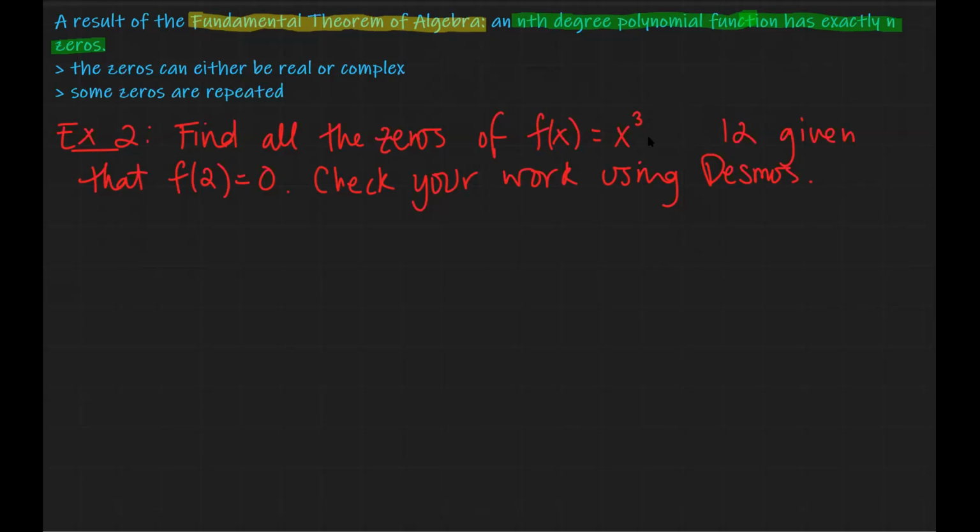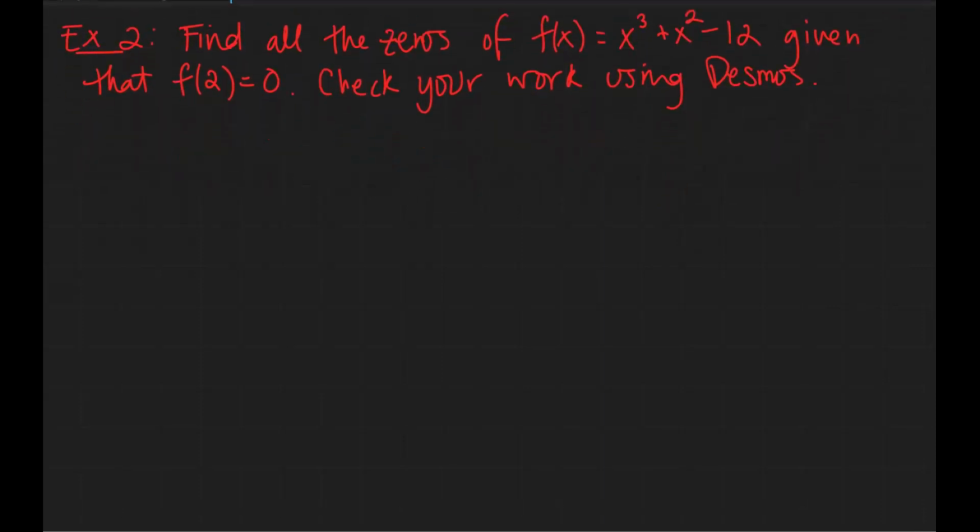Okay, so let's do another example. x cubed, this is supposed to be plus x squared minus 12, given that f of 2 equals 0. We're going to check our work again using decimals when we're done. So find all the zeros. We're given one of them. Let's start our synthetic division.